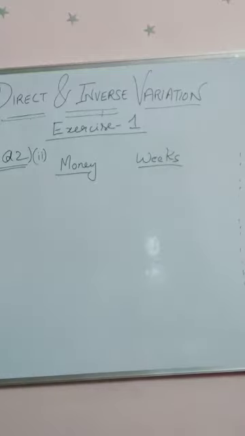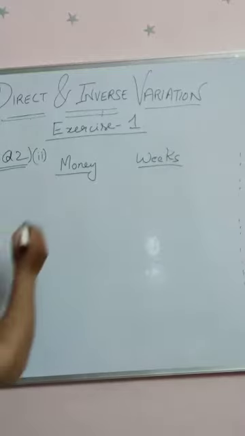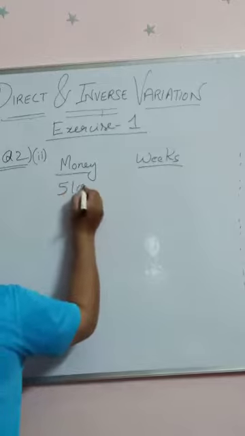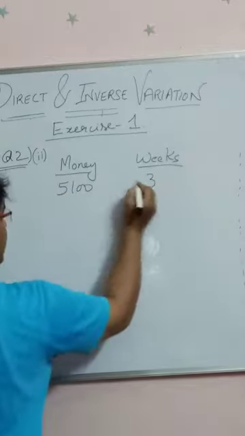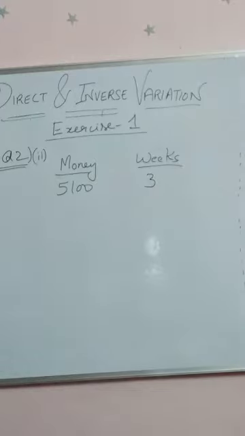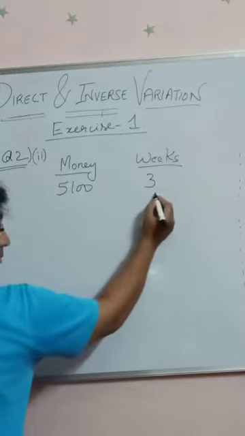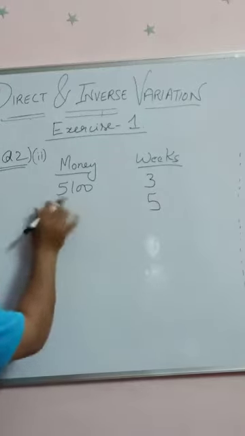The initial value given in the question will remain the same. He was earning 5100 rupees in how many weeks? 3 weeks. That is given in the question. Now in the second part, they are asking how much money he will earn in 5 weeks. So this time the time is given in weeks, and we have to calculate the money earned.